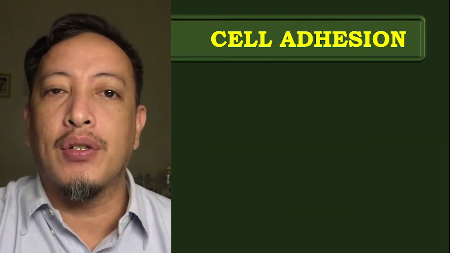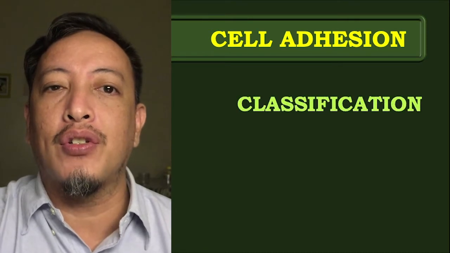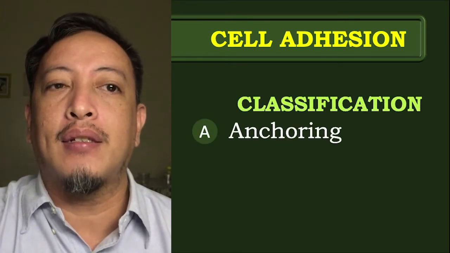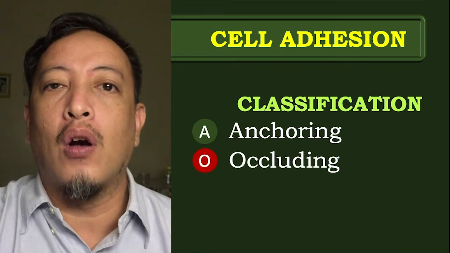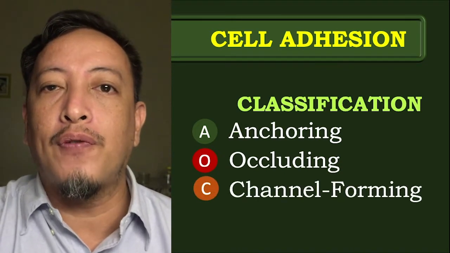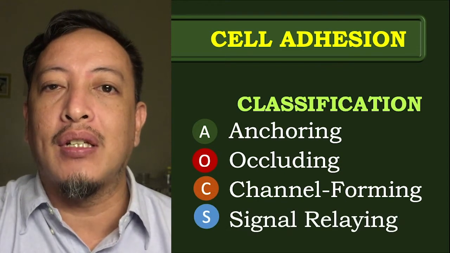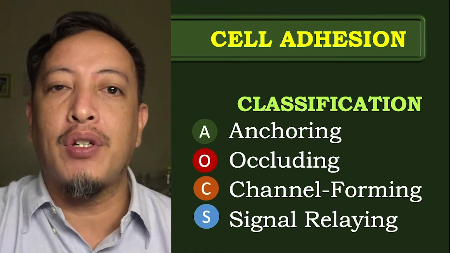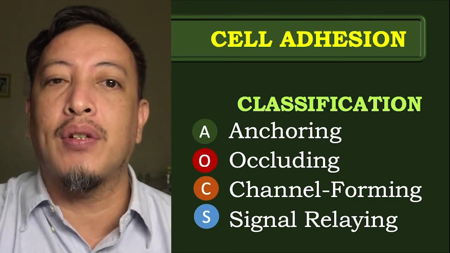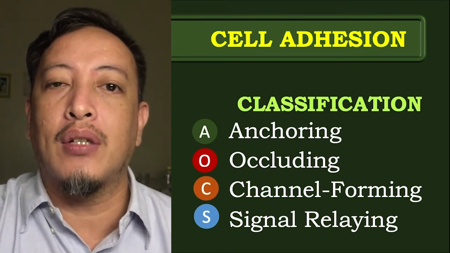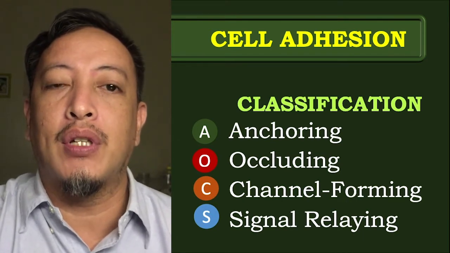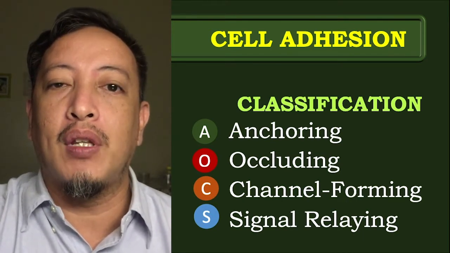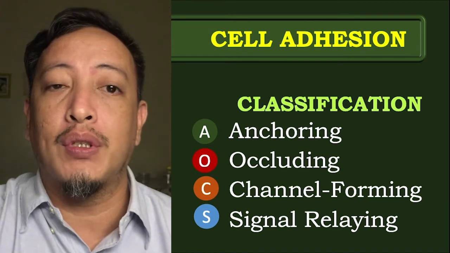Based on functions, the cell adhesions or junctions can be classified as anchoring, occluding, channel forming, or signal relaying. Anchoring junctions are those that bind cells together and those that anchor the cell to the matrix. This includes adherens junctions, hemidesmosomes, and desmosomes.